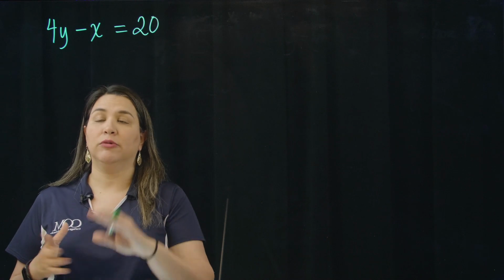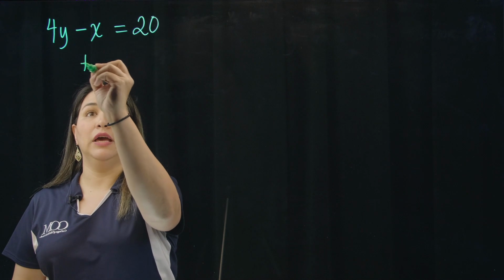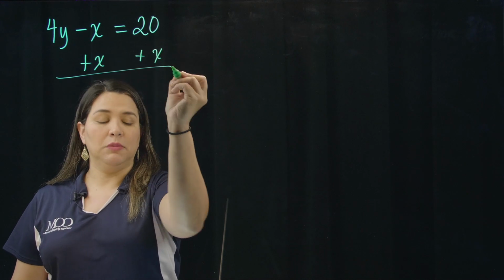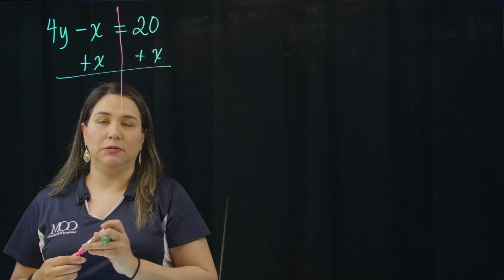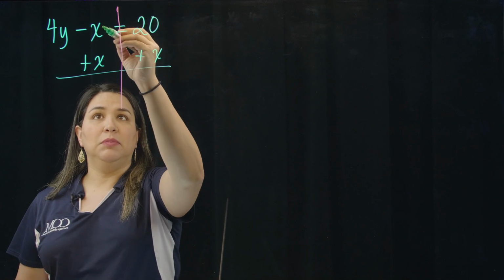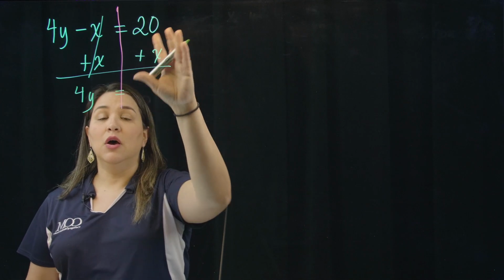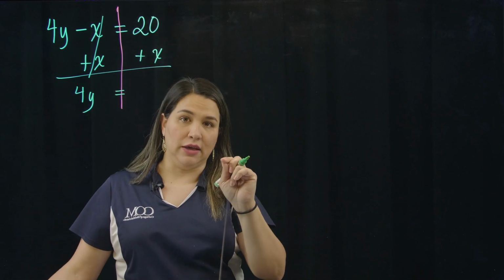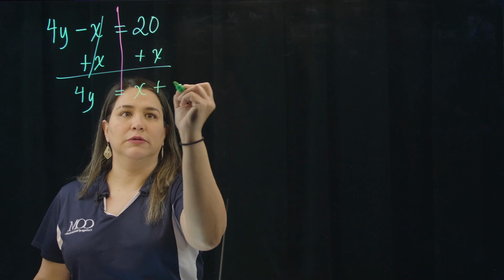So how do we solve for y? We need to isolate y, so we need to get rid of the x. So we're gonna add x to both sides. Now remember, there's always an invisible line, a wall, through the equal sign. This negative x and the plus x, they cancel. So I have 4y equals, we cannot combine the 20 and the x because the 20 does not have a variable, so we just write it out.